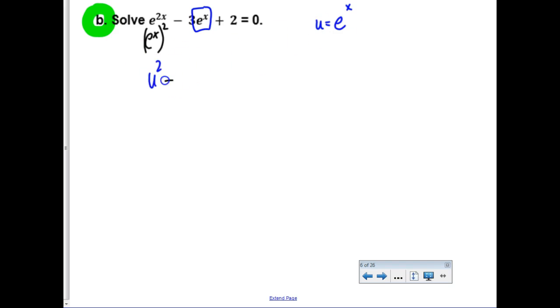It's a weird little math trick. And then you have minus 3 times we decided e to the x is really a u. And then plus 2. So now it looks a whole lot like a quadratic trinomial, and we'd factor it.